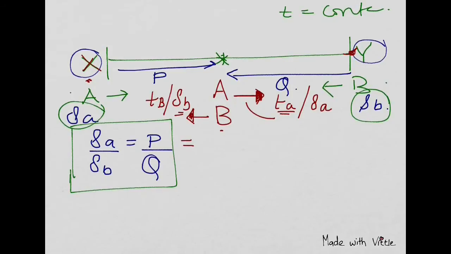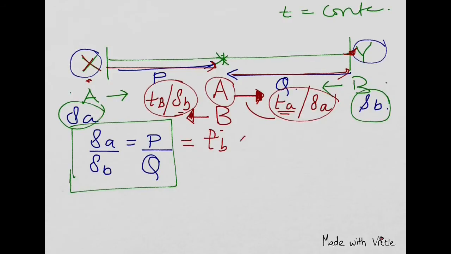So what distance did B travel? It's P, right? That is the distance he traveled with whatever time and speed I mentioned here. And what A did is he covered Q with this speed and time, right? So P is nothing but TB into SB, and Q is TA into SA, right? Time into speed.